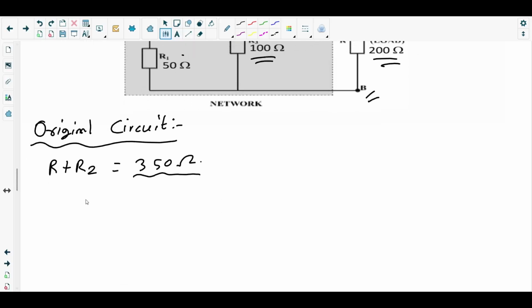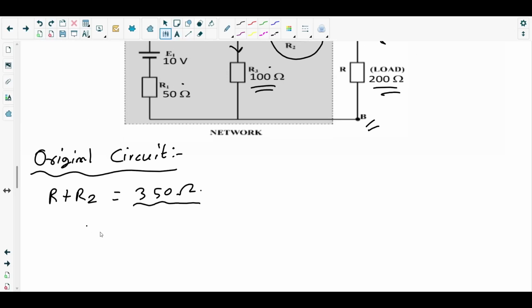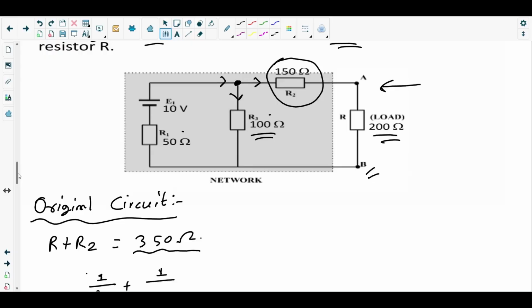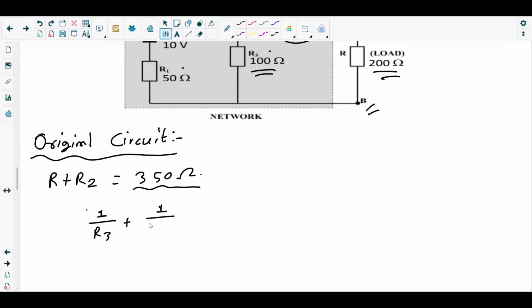So if this is the case, then if you want to add, 1 over R3 plus 1 over the series resistance, which is 350, which is R plus R2, I'm writing directly, equals 1 over RP, the parallel combination.